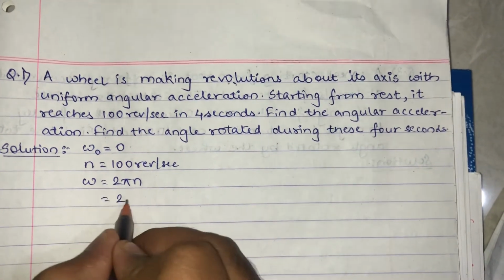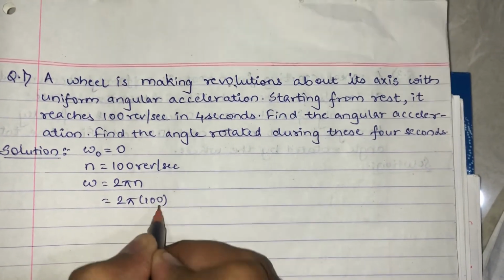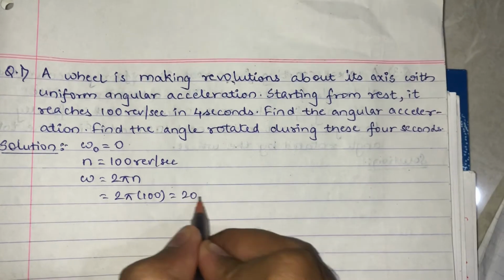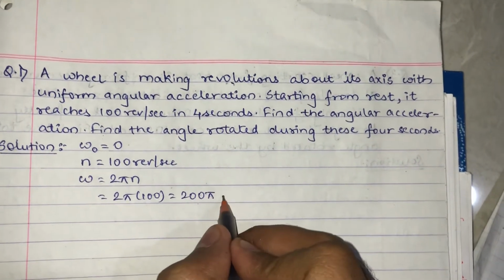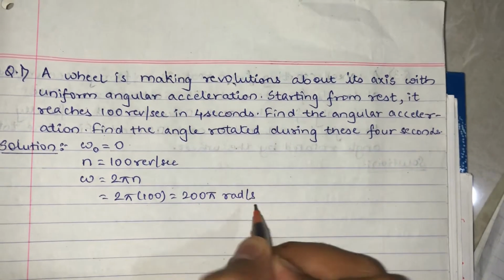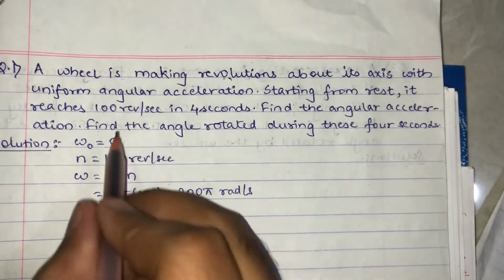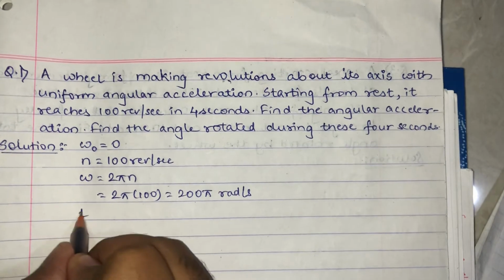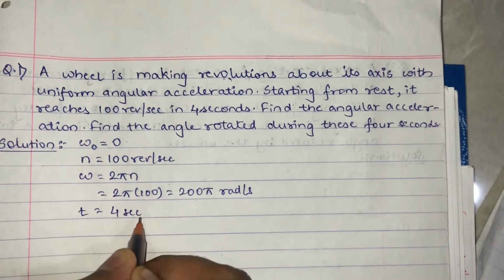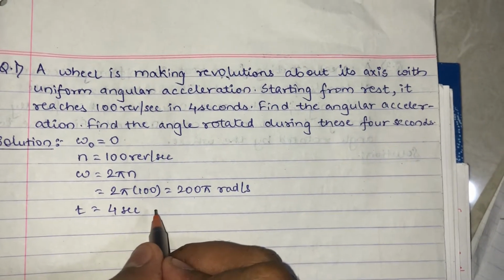So if we multiply this 2 pi n, this will give me 200 pi, and the unit is radian per second. Now after that, in 4 seconds means the time is 4 seconds.